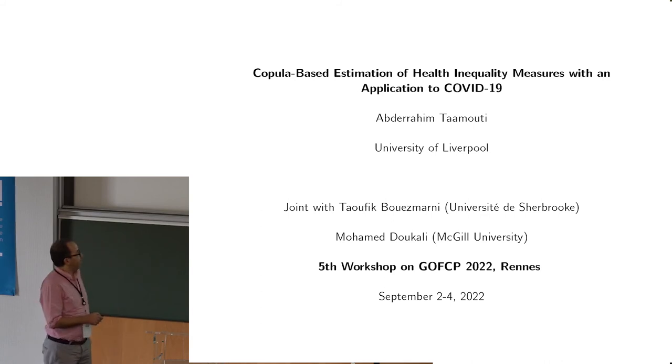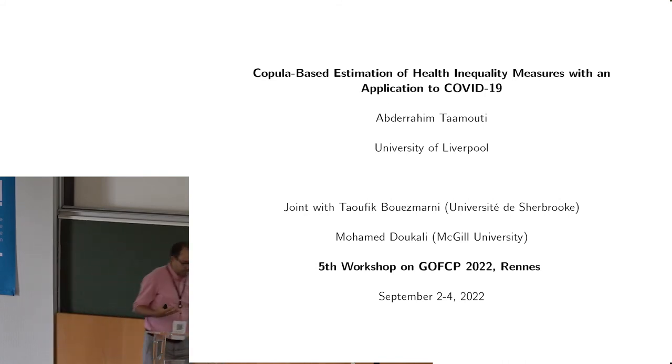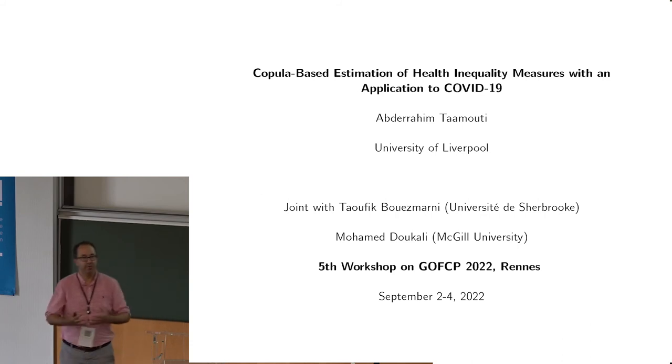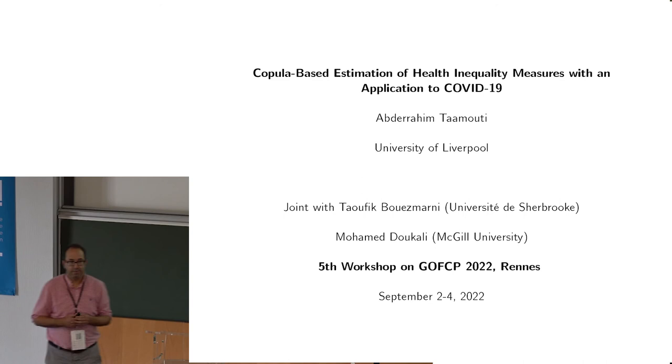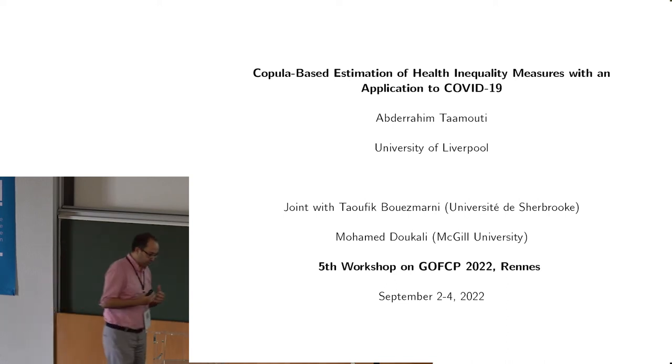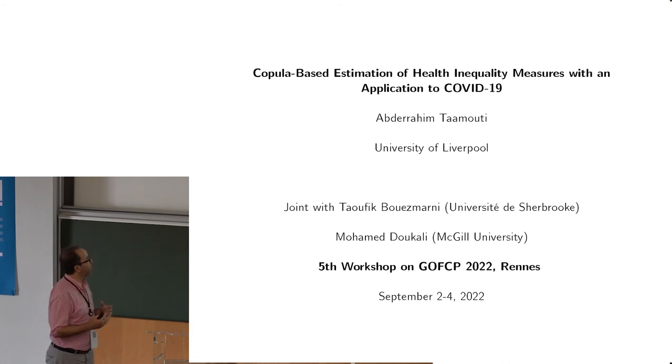So the idea of this paper is quite simple. COVID pushed many people to investigate how infections and death are affected by socioeconomic variables like income, inequality, poverty rate, etc. So we are interested in these measures, and in particular in the estimation of these measures.